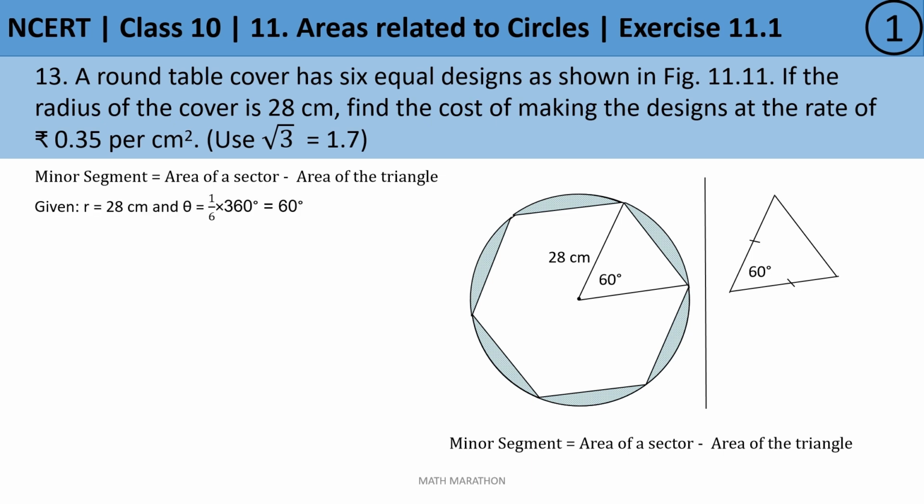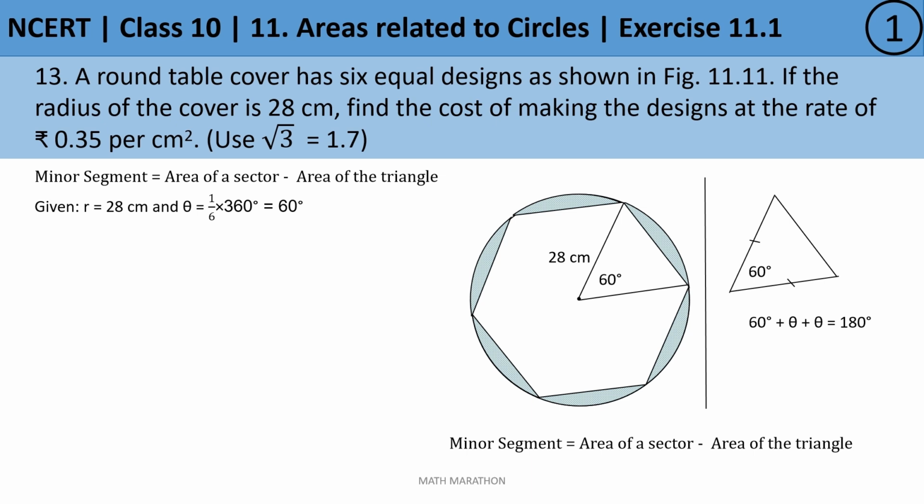We have the following information. Radius r is 28 cm. Round table has 6 equal designs. So, circle is divided into 6 equal designs. Theta is 360 by 6. So, theta is 60 degree. Let us see about the triangle. In this triangle, 2 sides are equal because both sides are radius. So, it is an isosceles triangle. So, 2 inner angles of the triangle are equal. We know that sum of inner angles of the triangle is 180 degree.